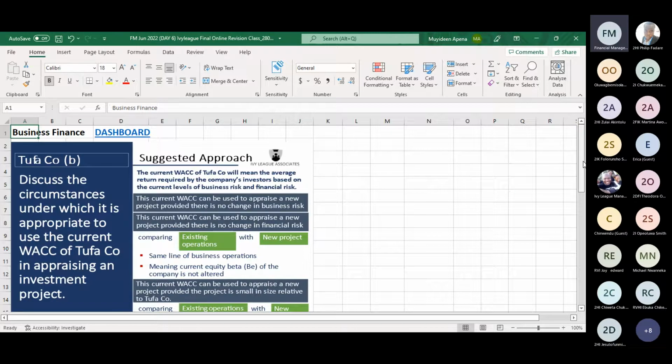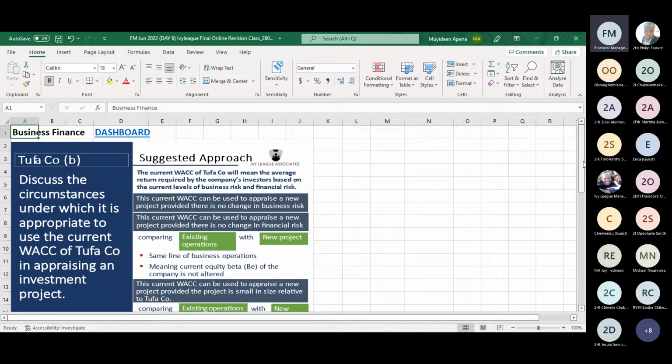Okay, so that's why we need to now discuss the circumstances under which this current work will continue to be their expectation. This current work can be used to appraise a new project, provided that new project is not bringing about a change in business risk. It can also still be used to appraise a new project, provided that project is not bringing about a change in financial risk. These two risks can change concurrently. Either of these two risks can change.